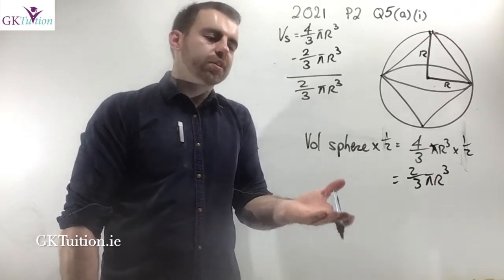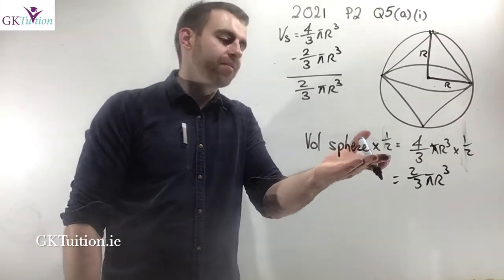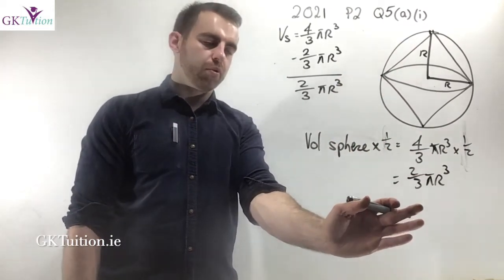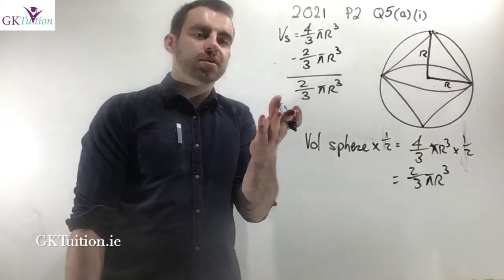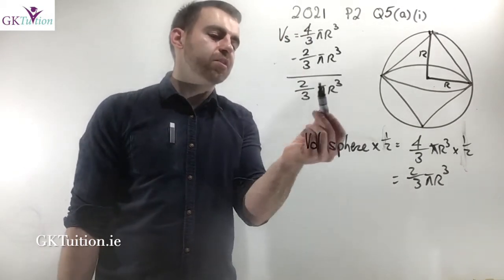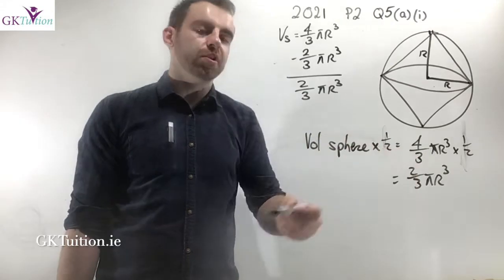So I could conclude and say, right, well, the volume of the sphere multiplied by half, that's 4/3 pi r cubed by a half, which leaves me with 2/3 pi r cubed, which is obviously the same as what I got when I subtracted the volume of the cones from the volume of the sphere. So happy days, 2/3 pi r cubed, 2/3 pi r cubed.